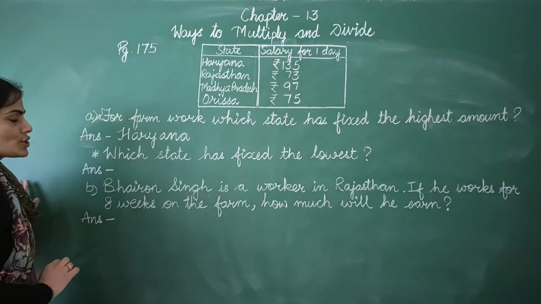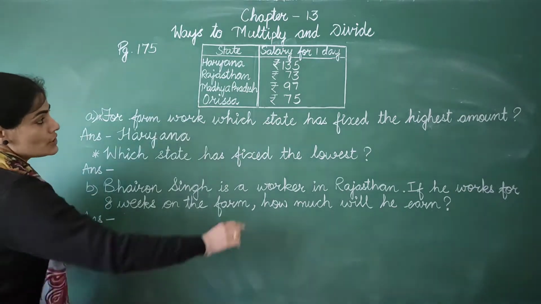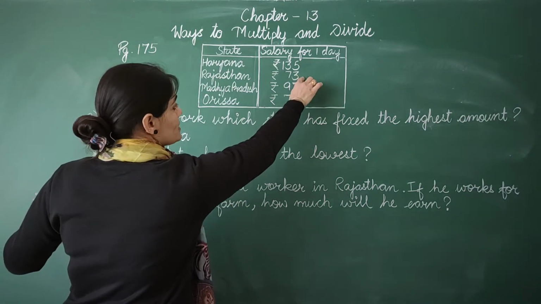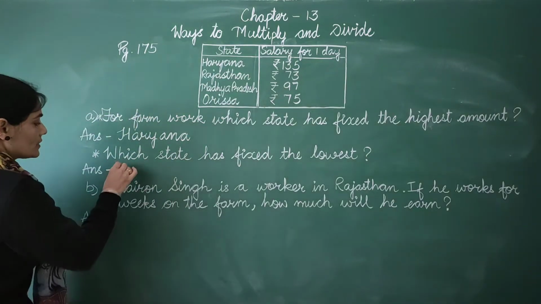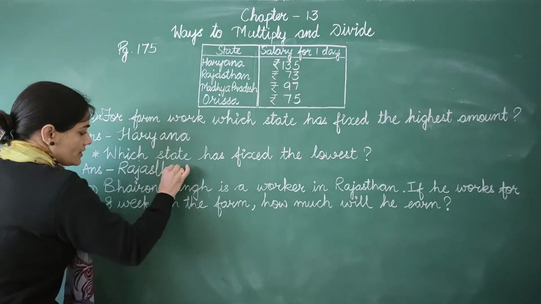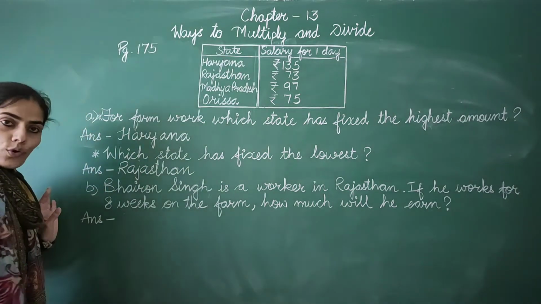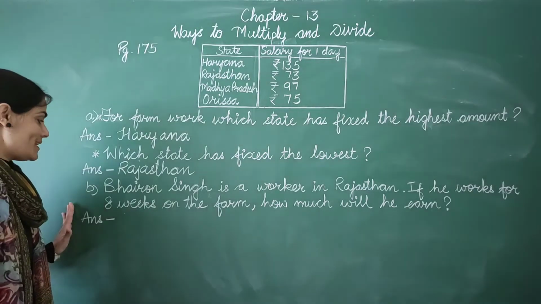The next question is, which state has fixed the lowest amount? Just check everybody. This is the lowest amount and the state is Rajasthan. So our answer here is going to be Rajasthan has fixed the lowest amount. Let's move to question B.